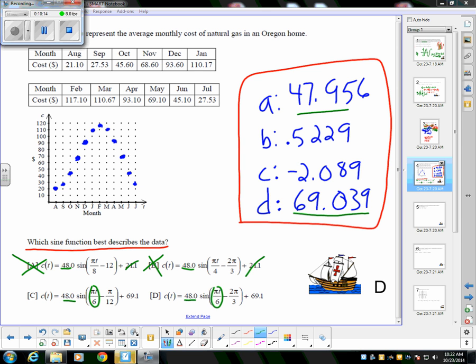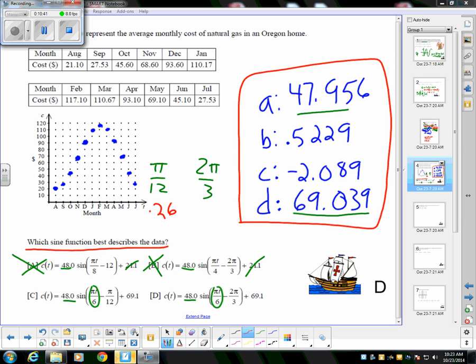If we look at answer choice C, our C coefficient is pi over 12. And if we look at answer choice D, our C coefficient is 2 pi over 3. So really we just put it in the calculator. And your calculator is not going to show on the screen here. If I literally just do pi divided by 12, I get 0.26 something.